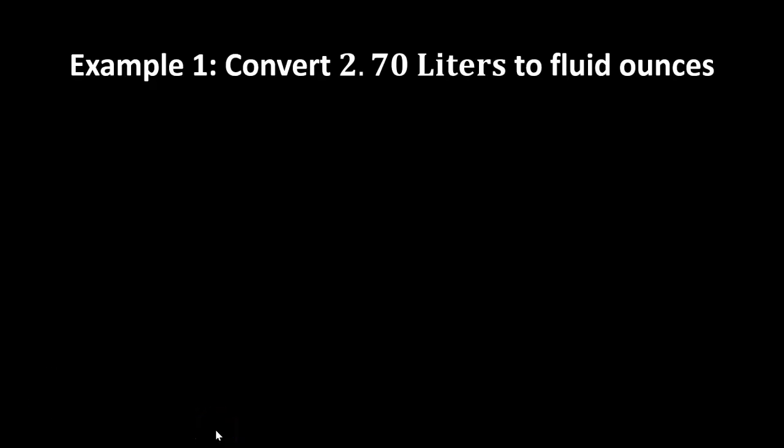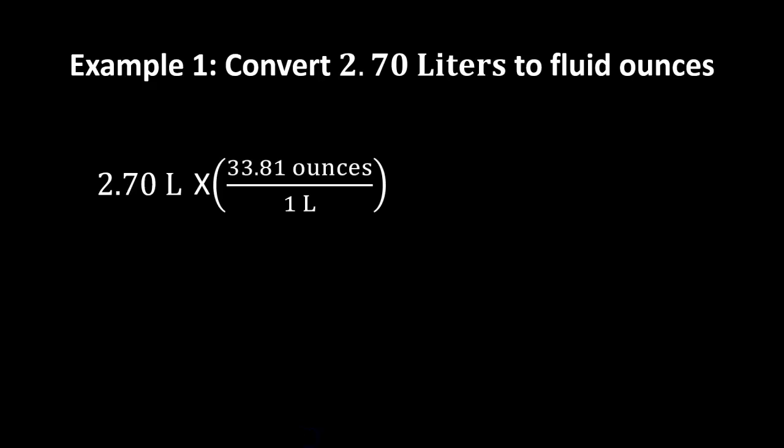Okay, so let's talk dimensional analysis. So dimensional analysis simply means we're going to convert from one set of units to another set of units. And here we have an example problem. We're going to convert 2.70 liters to fluid ounces. First thing we're going to do is put our 2.7 liters up on the board. We're going to set it up as a multiplication problem.